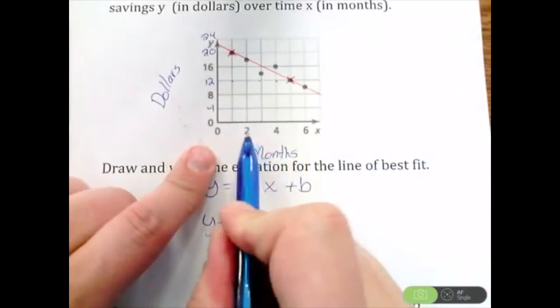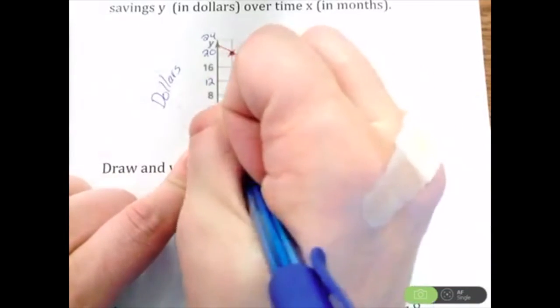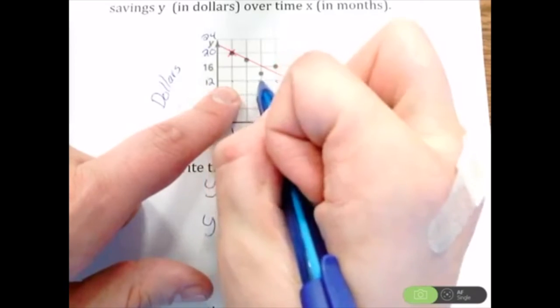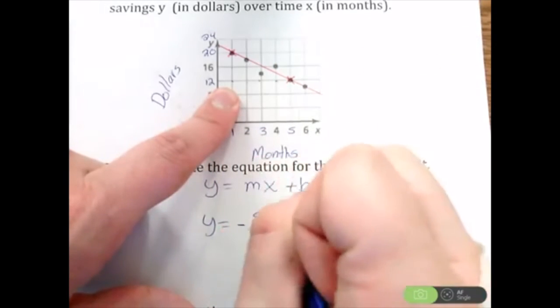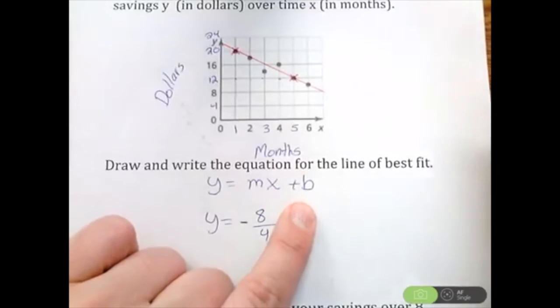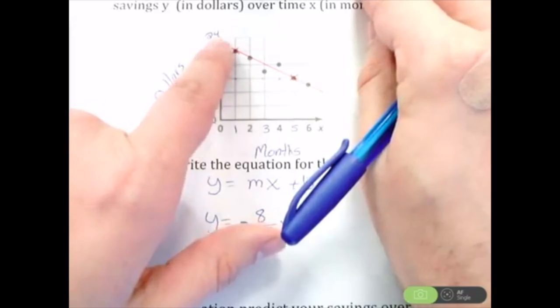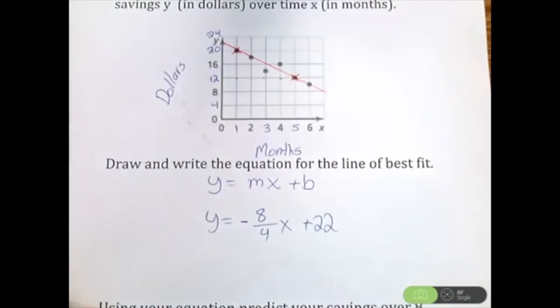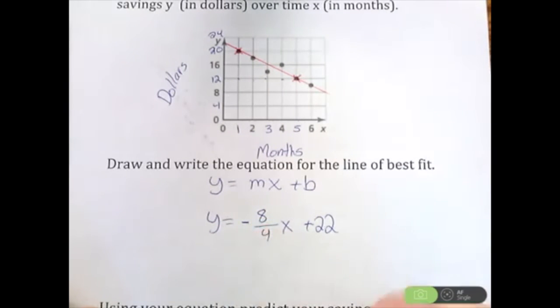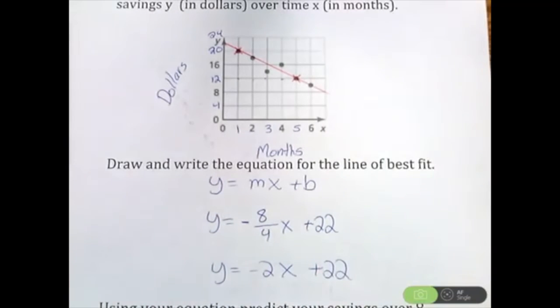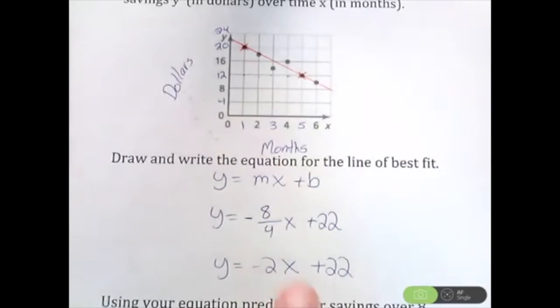And then when we're running, I see 0, 2, 4, 6. So this is 1, 3, 5. So I go over 1, 2, 3, 4. So negative 8 over 4x. Now I just have to find a y-intercept, which is between 20 and 24. To me, that looks like about positive 22. As always, try to simplify this fraction if you can. Negative 8 divided by 4 is negative 2, so y equals negative 2x plus 22. Try and simplify if you can.